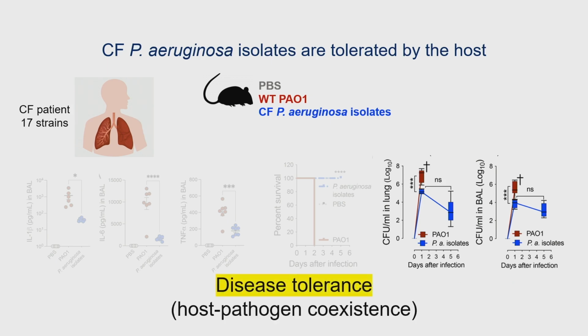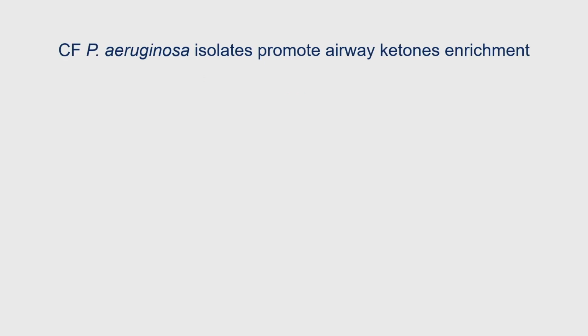So Pseudomonas aeruginosa evolves in the airway of people with cystic fibrosis to exploit this immune mechanism to preserve the airway integrity, and that is associated with ketogenesis. Now, the question is, how does this Pseudomonas aeruginosa promote ketogenesis in the airway and the accumulation of ketone bodies? And this is one of the questions that is keeping me up during the night.